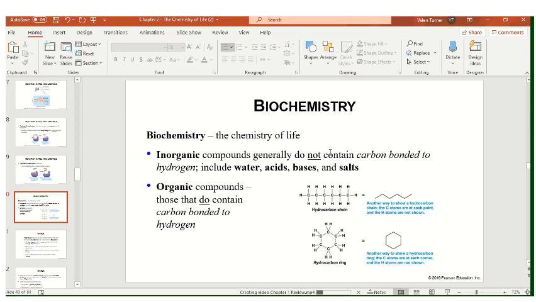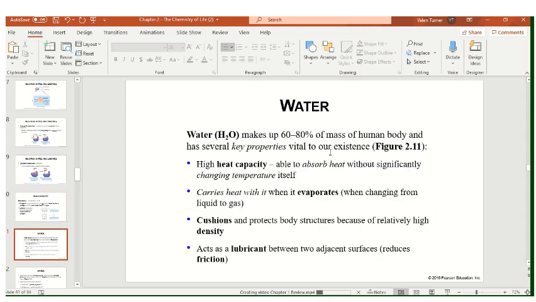That's the gas you breathe out. That's inorganic. Why? Because yes, it has carbon, but it's CO2. There's no hydrogens anywhere. So it's not organic. The air you breathe out is actually inorganic. So we're going to look at some inorganic compounds like water, acids, and bases. Then we're going to look at some organic ones.